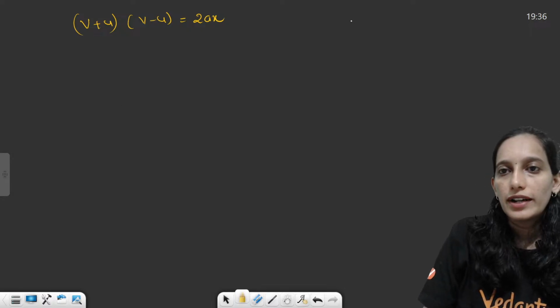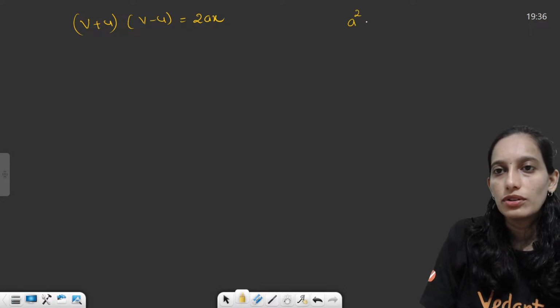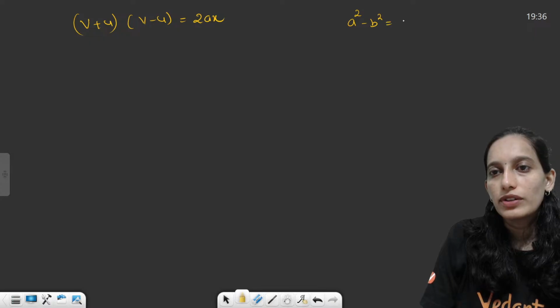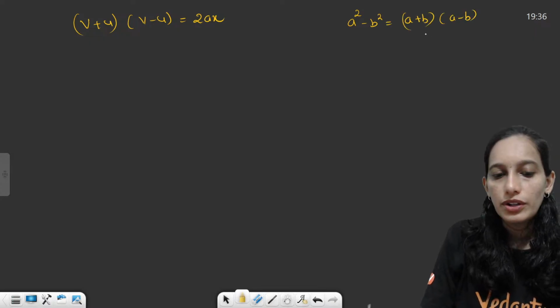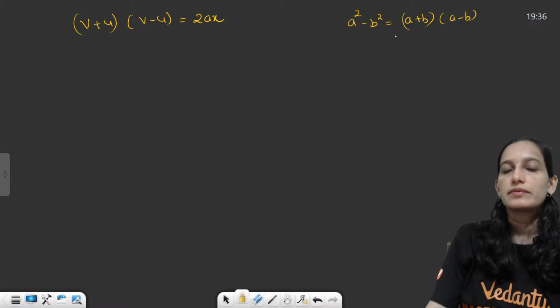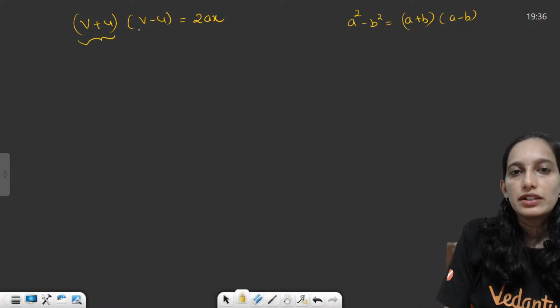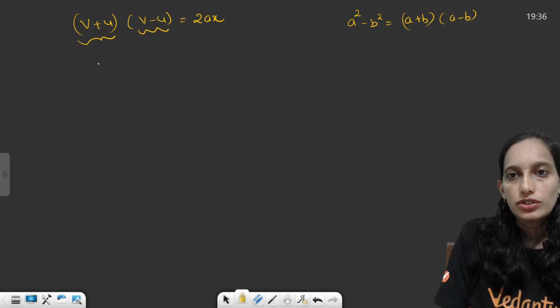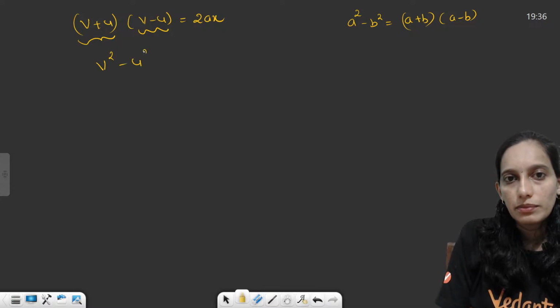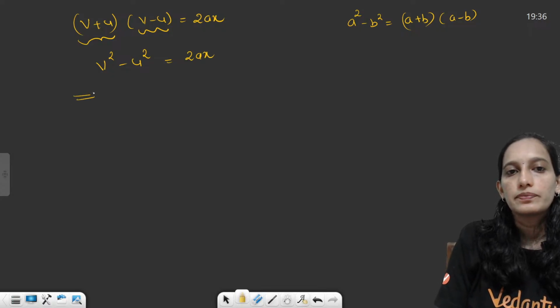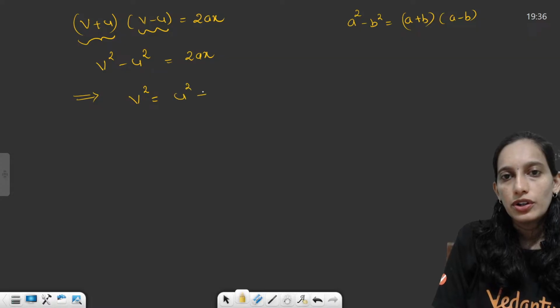Now we know the formula from your high school: a square minus b square, how do you expand it? a plus b into a minus b, correct. So here we have v plus u into v minus u, which is nothing but v square minus u square is equals to 2ax, or this will give us v square is equals to u square plus 2ax.